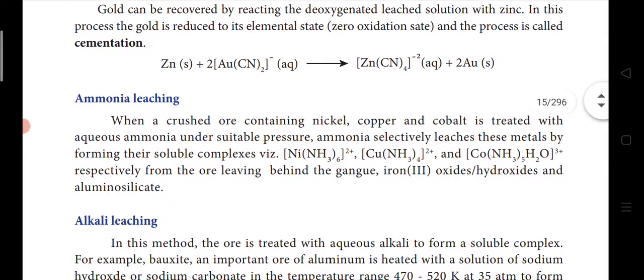Next is ammonia leaching. When a crushed ore containing nickel, copper and cobalt is treated with aqueous ammonia under suitable pressure, ammonia selectively leaches these metals, forming their soluble complexes. So if we have copper ore, nickel ore, and cobalt ore, and we react them with ammonia, these metals will form ammonia complexes, leaving behind the gang. That means all the impurities will be left behind.